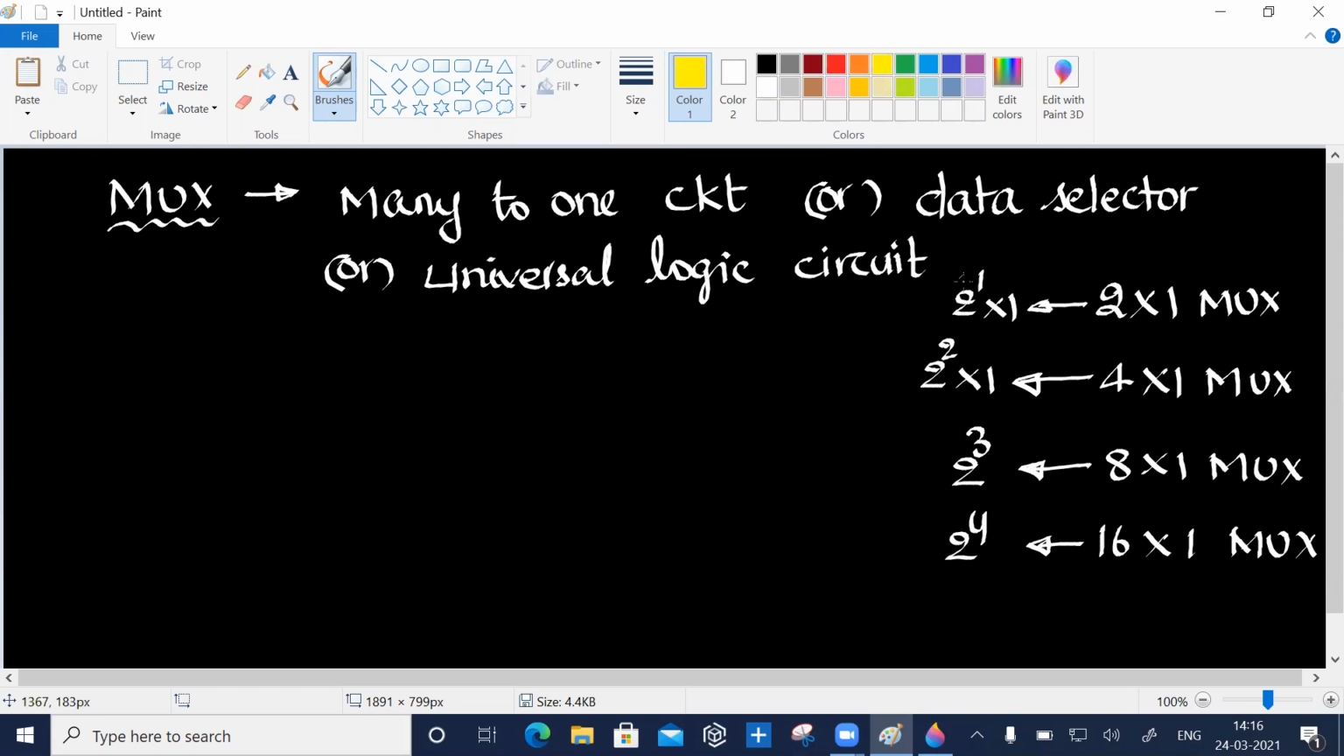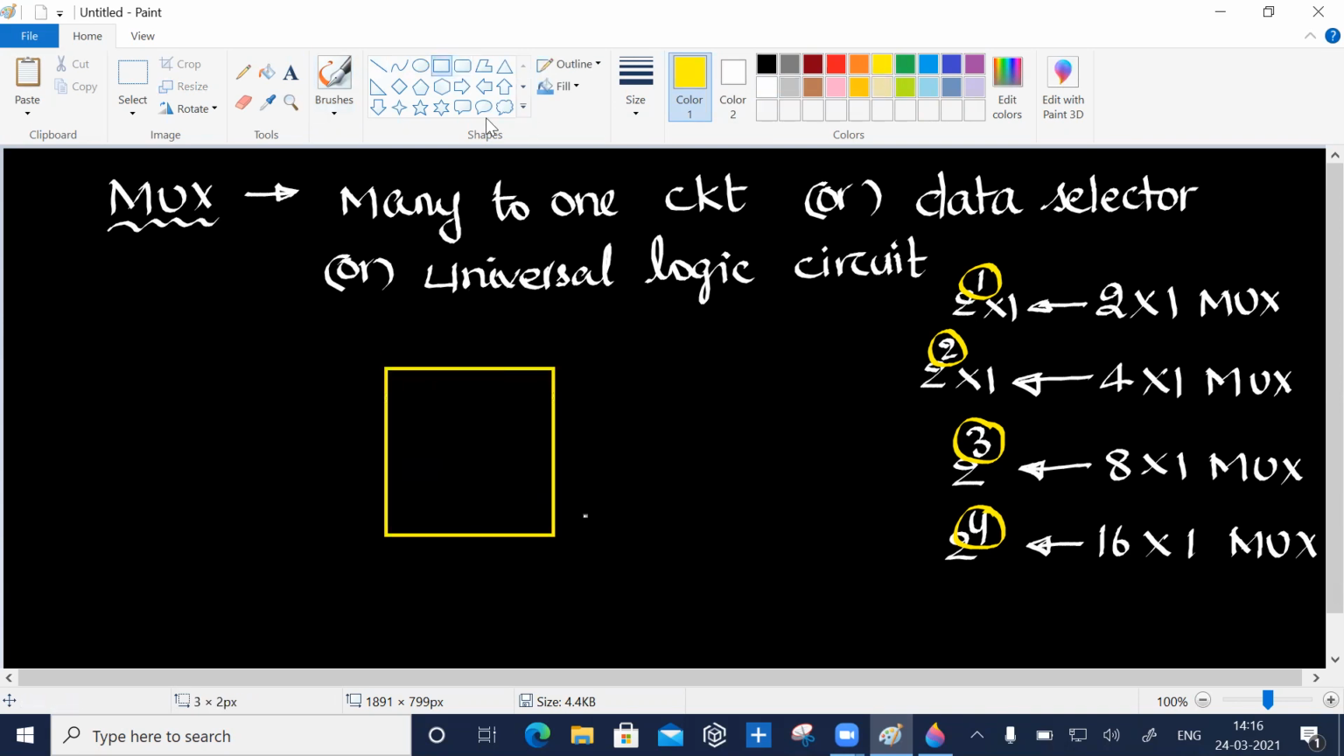Now what do you think is this exponent? The exponents you're seeing here are nothing but the number of control inputs or number of select inputs. And this 2 power 4, 2 power 3, whatever you're seeing there, what are they? Number of inputs. For example, let me take the very first one, the 2 power 1 by 1 case.